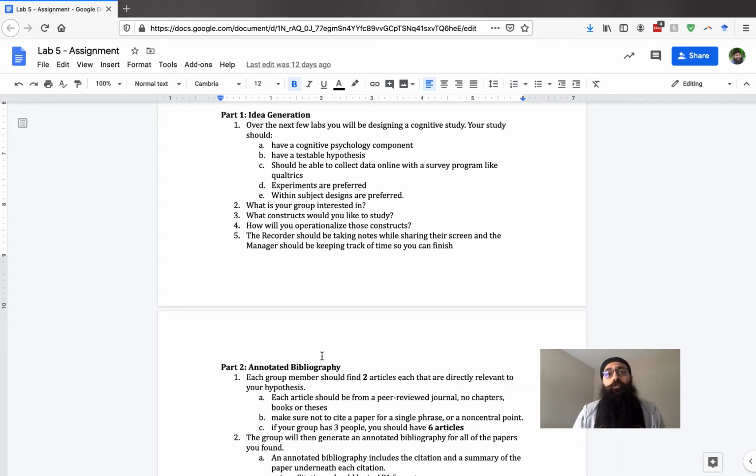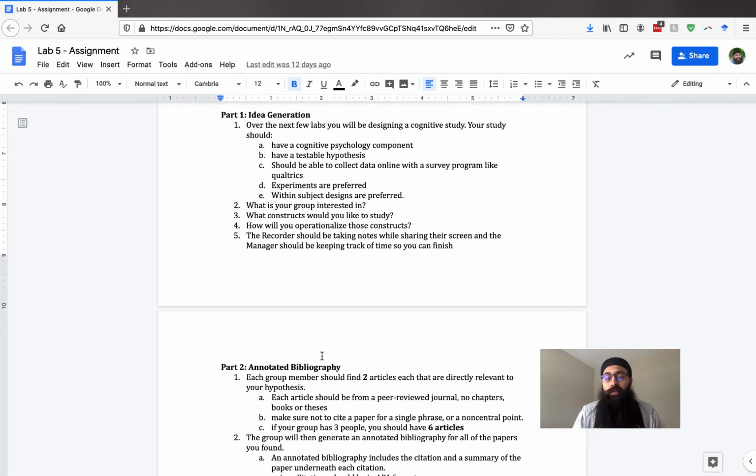So some questions that your group will need to consider are: what is your group interested in? Some things you can think about are intelligence, memory. What constructs would you like to study? How would you like to operationalize those constructs? How can you operationalize those constructs with the survey methodology? Slide Toolkit can still be a really beneficial website to go to, because you can look at all of those experiments and see if you can use any of those experiments in a novel way.